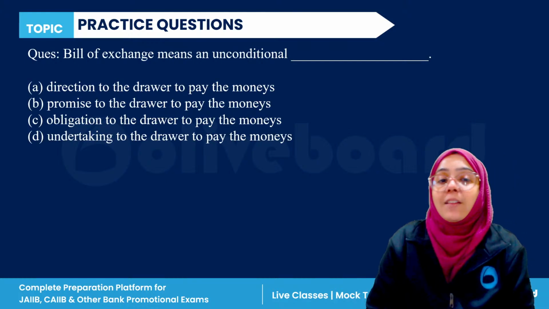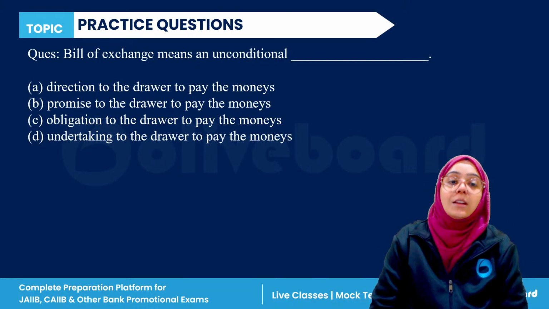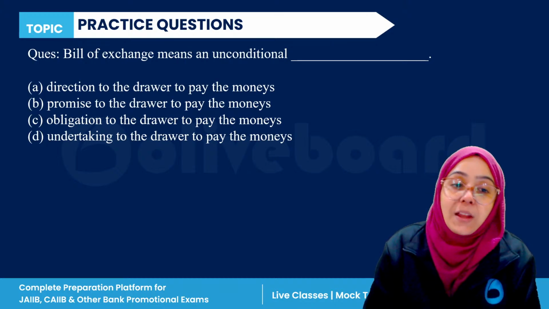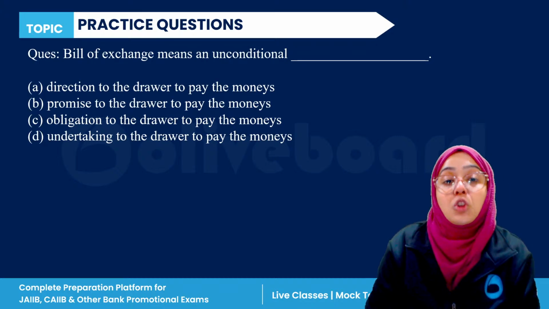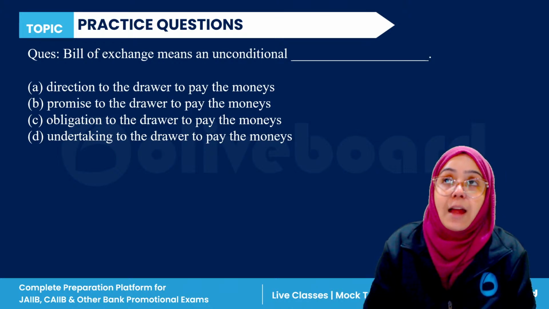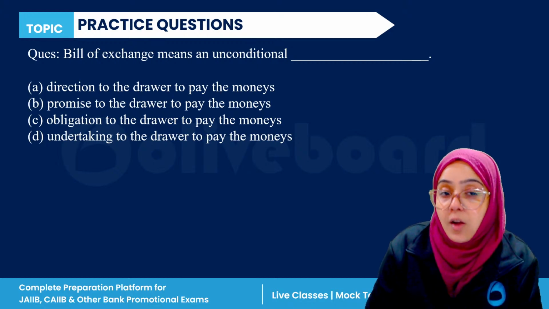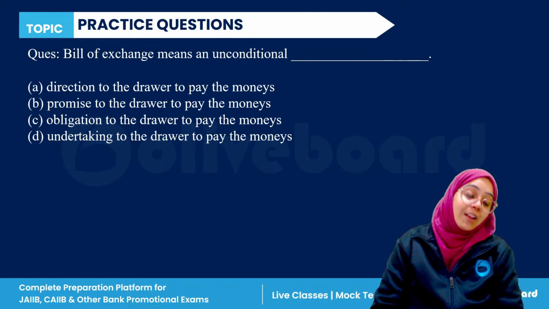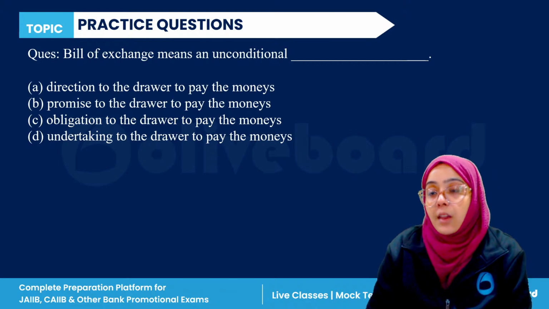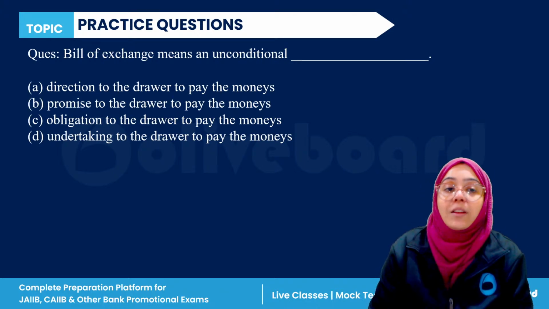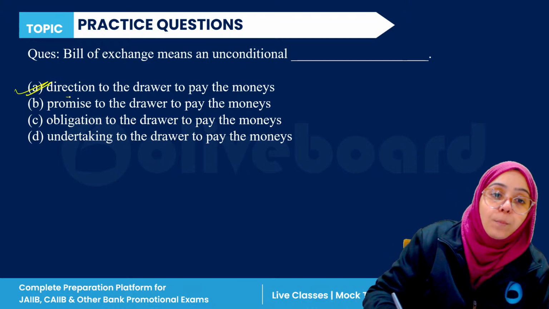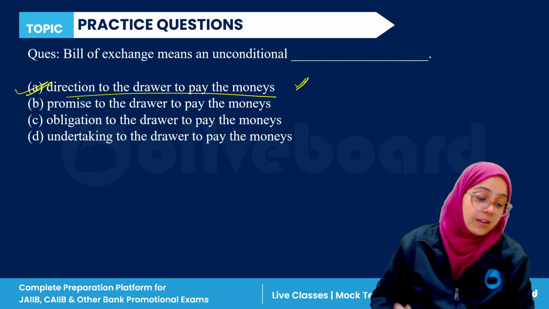Next question. Bill of exchange means an unconditional direction to the drawer to pay the money, promise to the drawer to pay the money, obligation to the drawer to pay the money, undertaking to the drawer to pay the money. Everyone, what is the correct word which is used for the bill of exchange? So, bill of exchange, it means an unconditional direction to the drawer to pay the money. So, A is the correct answer here.